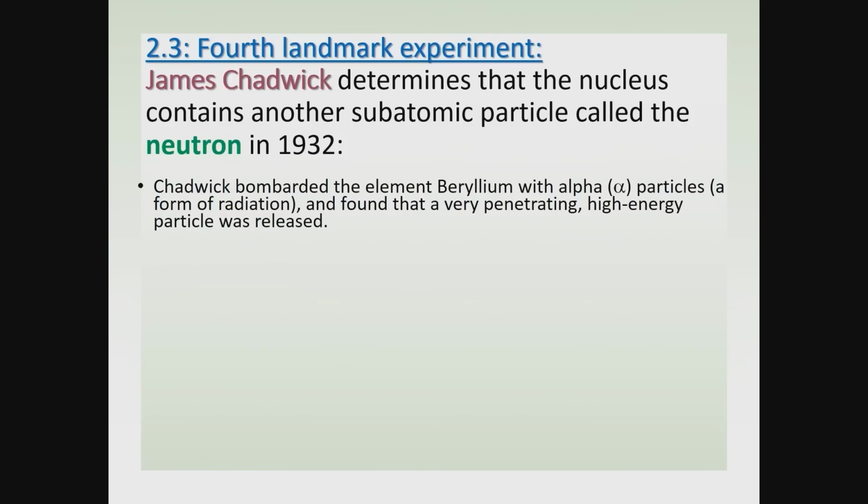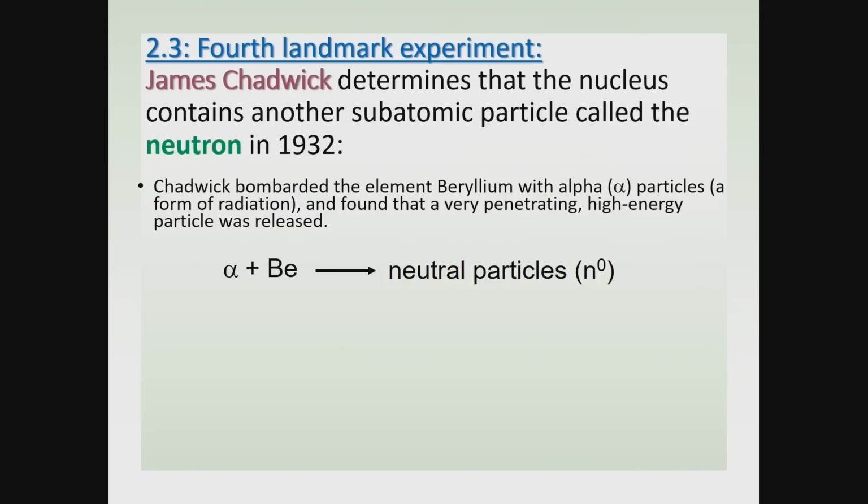Okay, so the last experiment you need to know was conducted by a man named James Chadwick in 1932. And this experiment indicated that the nucleus has a neutral particle. You don't need to know the details of this experiment. Just let me briefly go over it. So what he did is he took a source of radiation, a sample of radium, which released alpha particles, and he bombarded an element called beryllium with it.